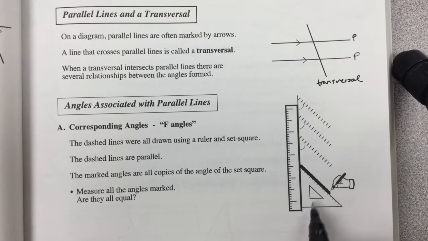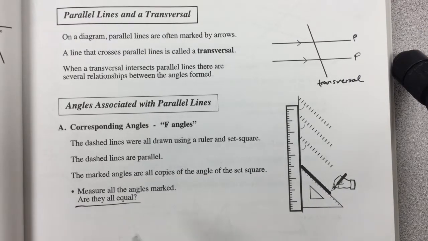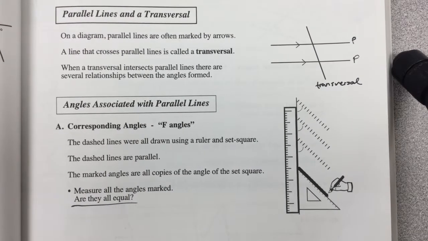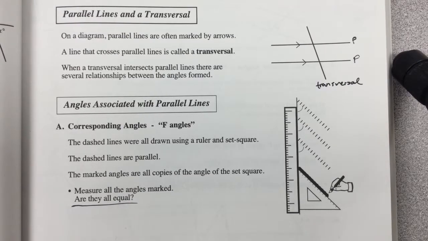If you use your set square and your ruler and you move it up and make several lines along your set square and your ruler, you're going to find something having to do with the angles. And the question you'll have to answer is, are they all equal? So if you want to pause the video and try that now, you can go right ahead. I'll give you a few minutes to do that.